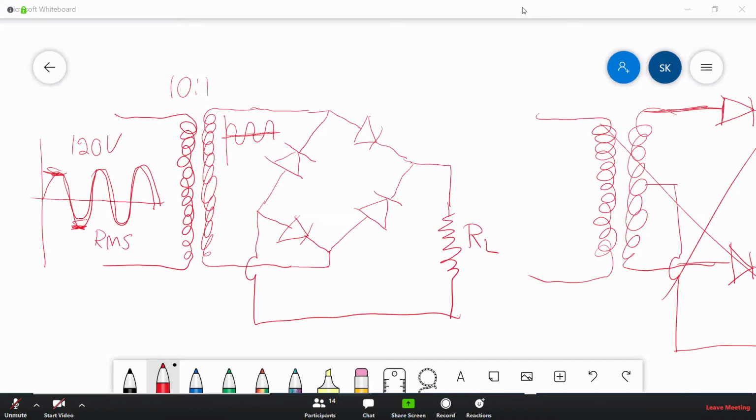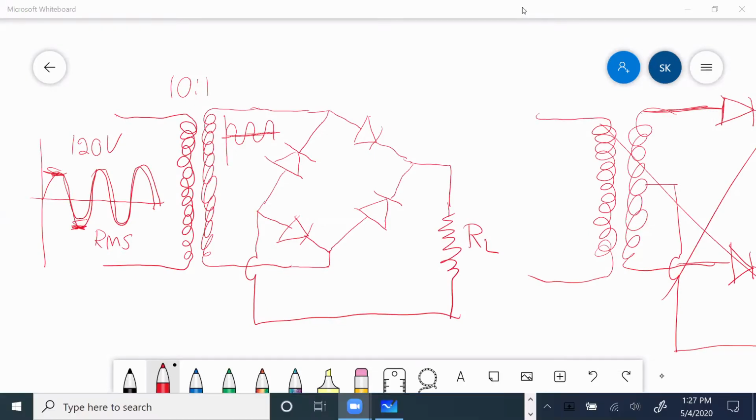So anyway, if the peak to peak was 360 volts, divided by 10, that is 36 volts. Here the peak to peak is 36 volts, which is 10 times less. Now when this voltage is positive, this diode will begin to conduct.